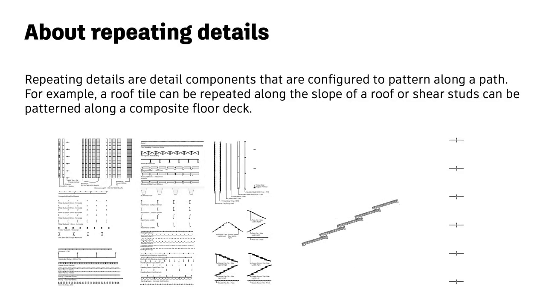Repeating details are detail components that are configured to pattern along a path. For example, a roof tile can be repeated along the slope of a roof, or a shear stud can be patterned along a composite floor deck. Revit contains a library of repeating details. However, it is prudent to know how to create your own repeating details.